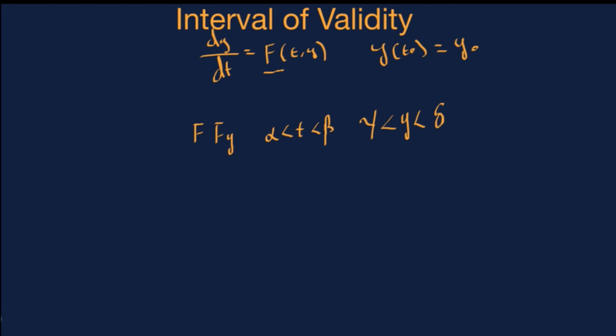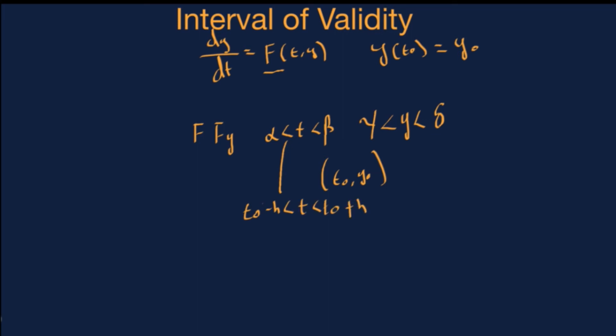And if the point t naught, y naught is contained in this rectangle, and t naught and y naught are the input and output of the initial condition of the problem, then our initial value problem has a unique solution on an interval that's contained in the rectangle and that contains the input value of our initial condition.